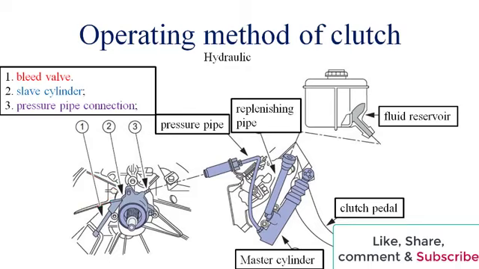The clutch pedal moves the master cylinder piston. This pushes fluid through a pipe, which in turn forces a piston out of the slave cylinder. The movement ratio can be set by the cylinder diameter and the lever ratio.